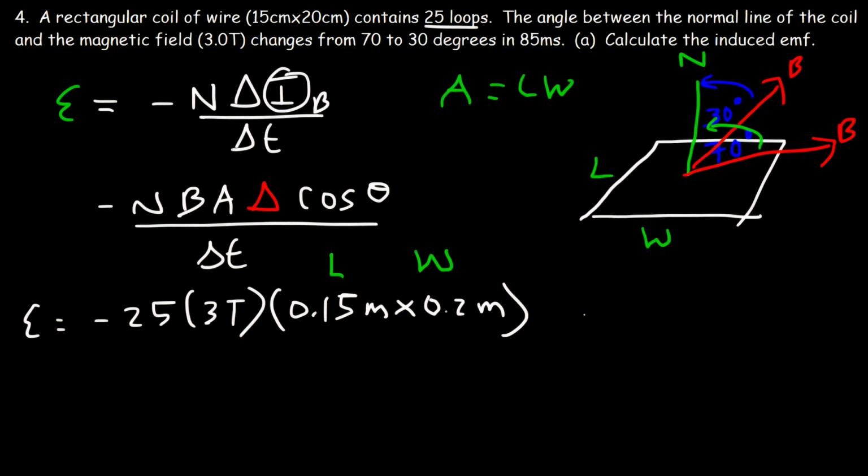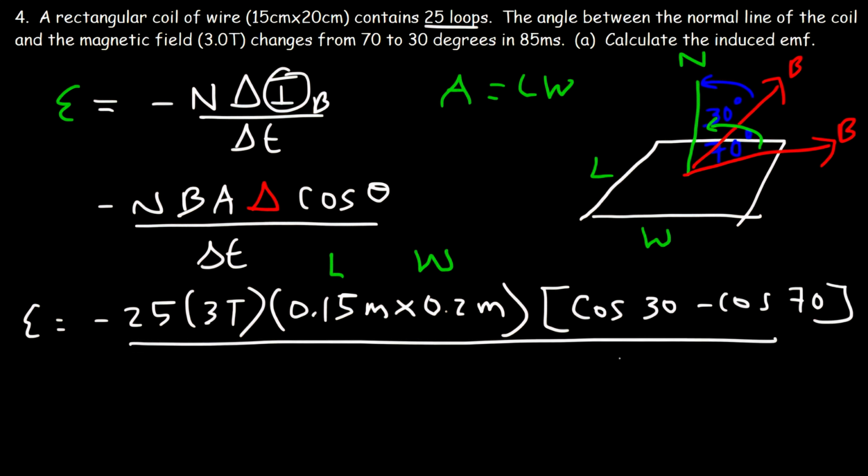And then multiplied by the change in cosine. The initial angle is 70, the final is 30. So final minus initial, cosine 30 minus cosine 70, divided by the change in time, which is 0.085 seconds. Don't forget to divide 85 milliseconds by 1,000 to convert it to seconds.